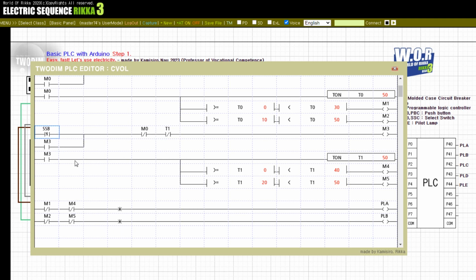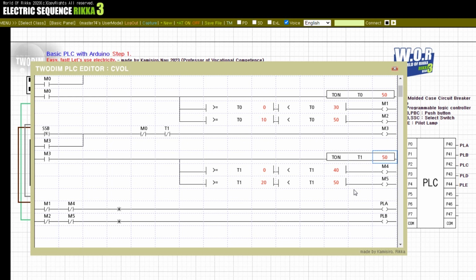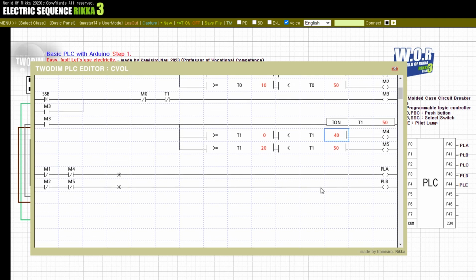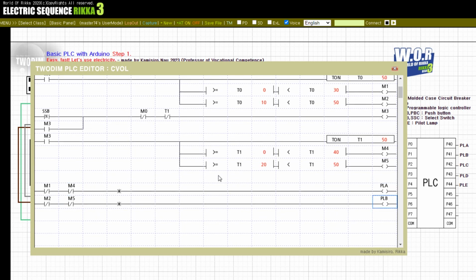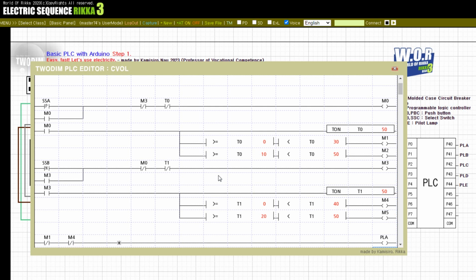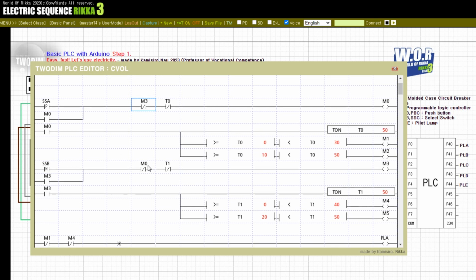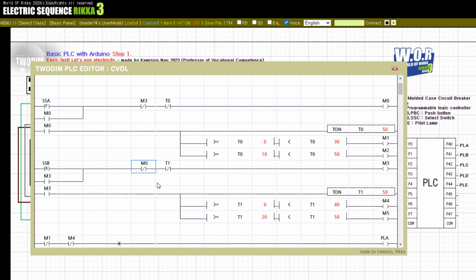When the internal relay M3 is activated, the timer T1 starts operating and has a time of 5 seconds. Timer T1 is connected to M4 until 4 seconds and connected to M5 between 2 and 5 seconds. And each internal relay M4 is connected to lamp PLA and M5 is connected to lamp PLB. When the timer T1 reaches 5 seconds, the A contact of T1 is activated, and at this time, the self-maintenance state by SSB is released.